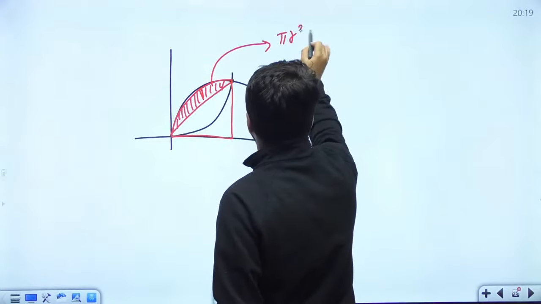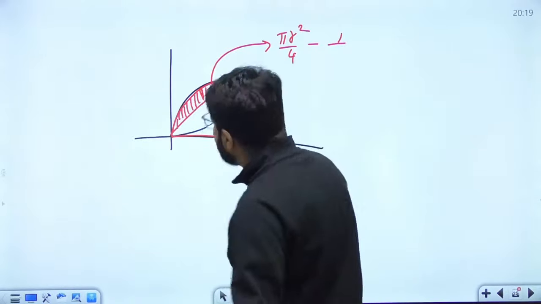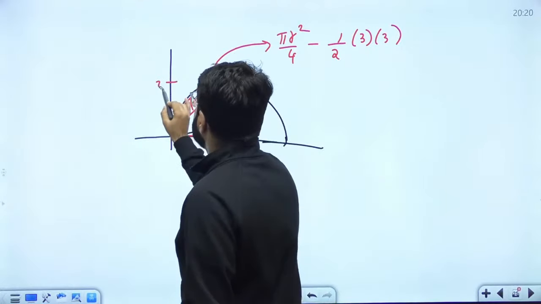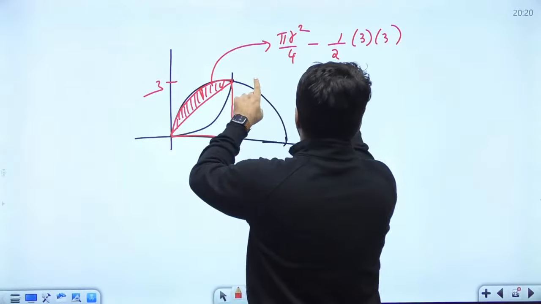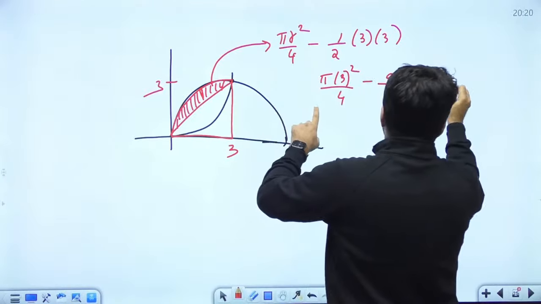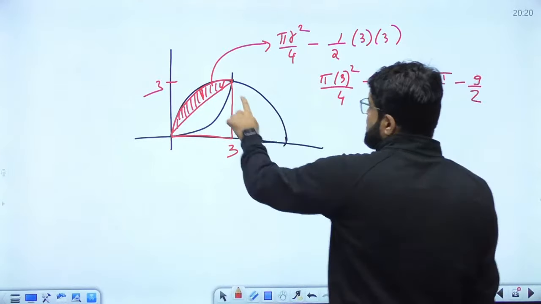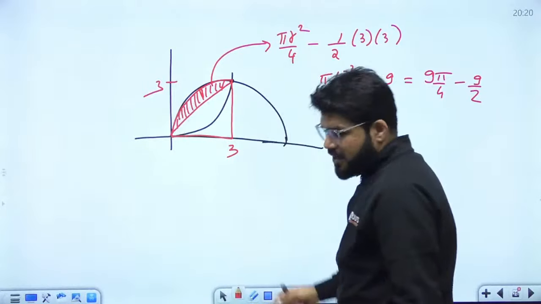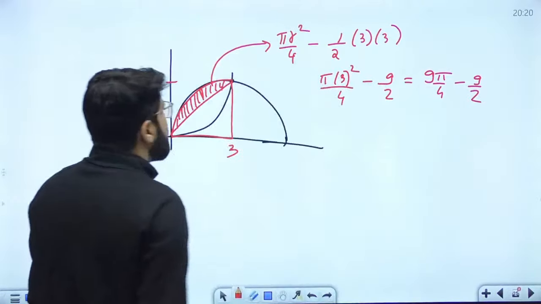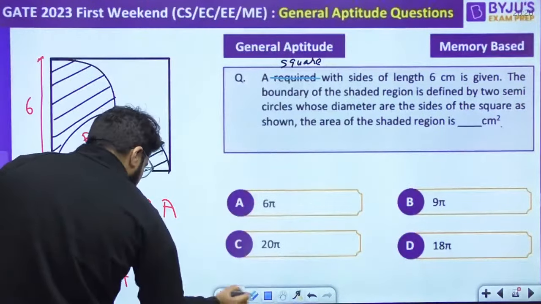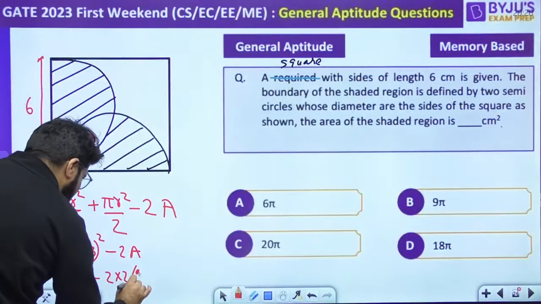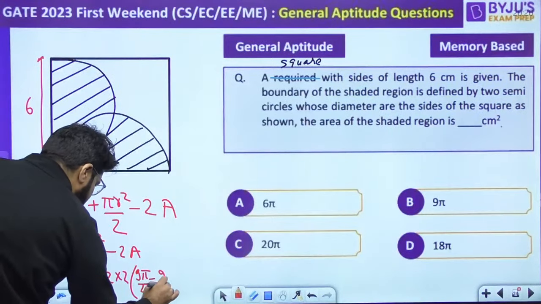Quarter of a circle, the area will be pi r square by 4 minus the area of the triangle, that is half into base into height. The base is 3 and the height is also 3. Putting r equal to 3, we get pi 3 square by 4 minus 9 by 2, that is 9 pi by 4 minus 9 by 2. This is only this much area. So what is the area of the leaf? Because of symmetry, this also will have a similar area, so we will take twice. So this is now equal to 2 into a, that is twice of 9 pi by 4 minus 9 by 2.